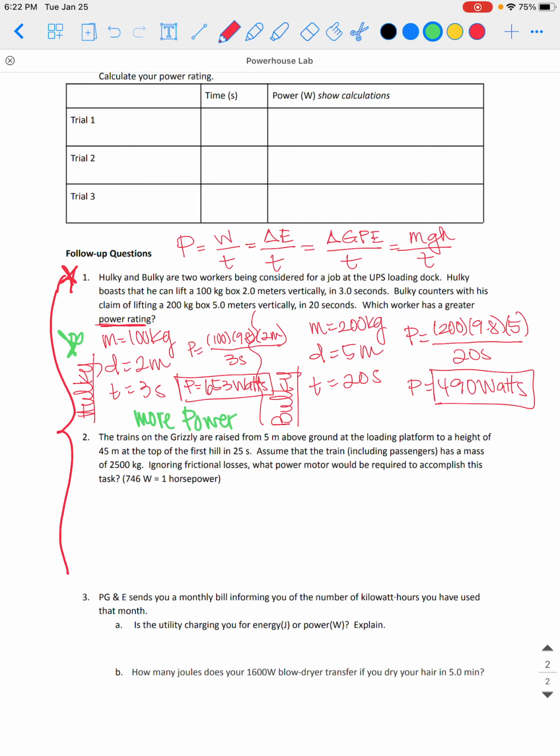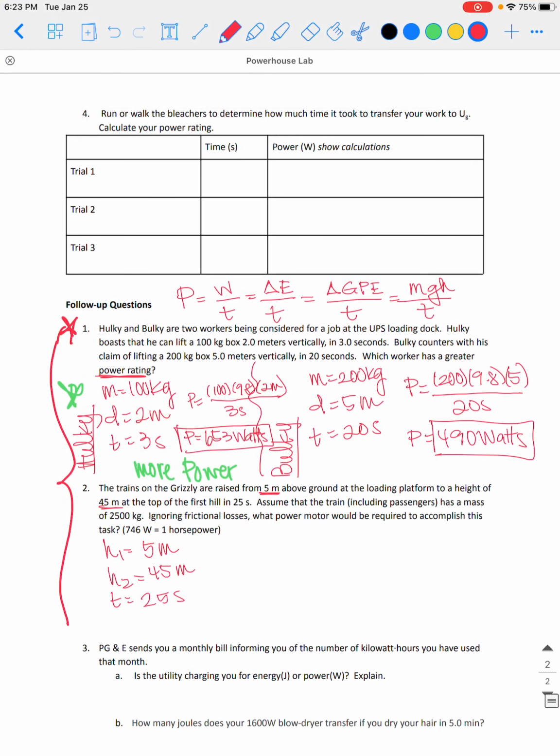All right, let's go on to the next problem. We've got the Grizzly. It starts at 5 meters and is raised to 45 meters. So I've got two different height values here. And then we've got a mass of both the train and the passengers of 2,500 kilograms. We're ignoring friction, so no energy is lost. And we are trying to determine the power of the motor. So this is our unknown.